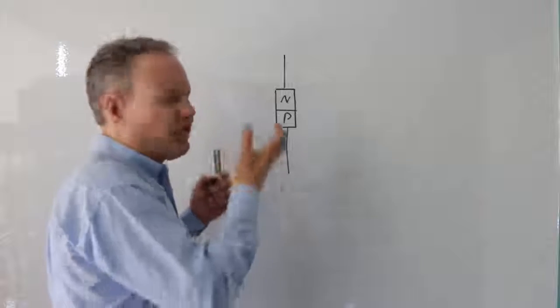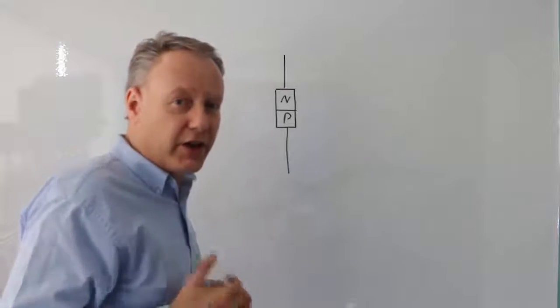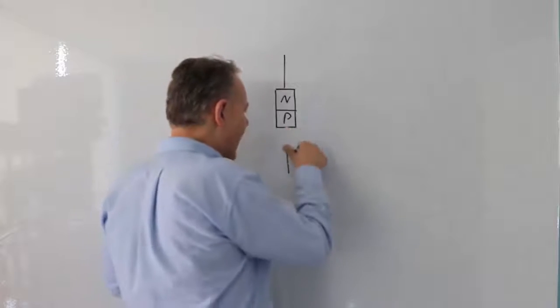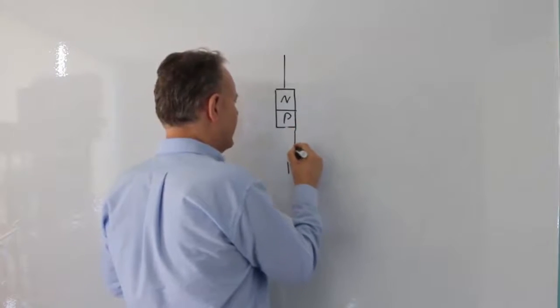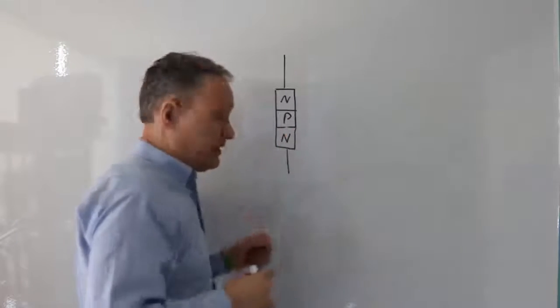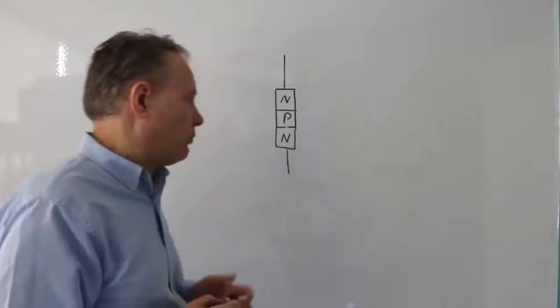And there was that concept of forward biasing and reverse biasing, and the current only goes one way and not the other way. What I'm actually going to do is add another junction, and it's going to get even cooler. All right, so I'm going to do an NPN. What does that do?